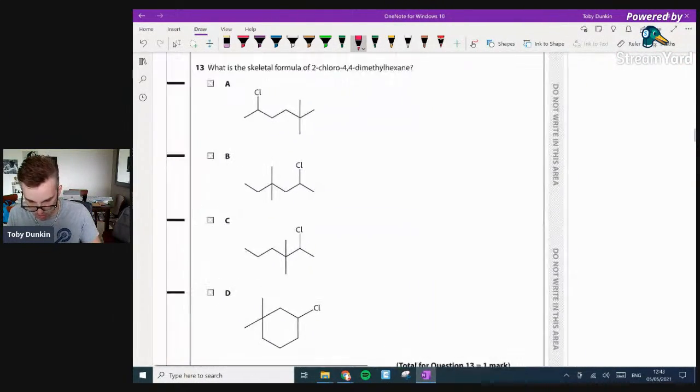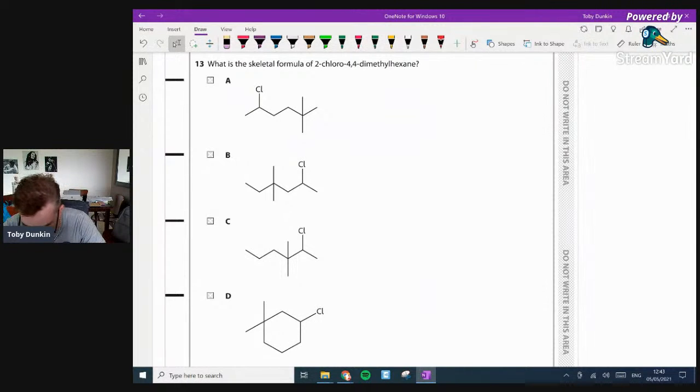Right. What is the skeletal formula of 2-chloro-4,4-dimethyl? 1, 2, 3, 4. No. 2, 1, 2, 3, 4, 5, 6. The answer's B. Yeah, definitely. Because that would be 2, 3, 3. And that's cyclo, it's garbage.